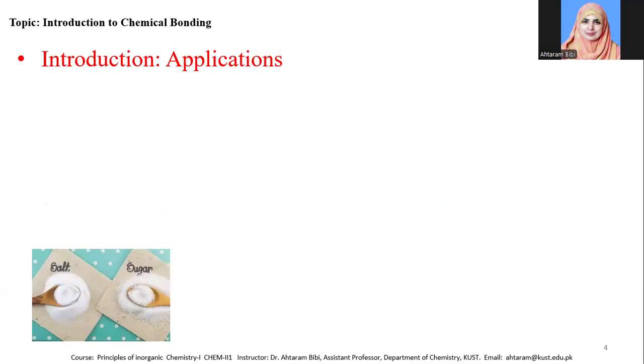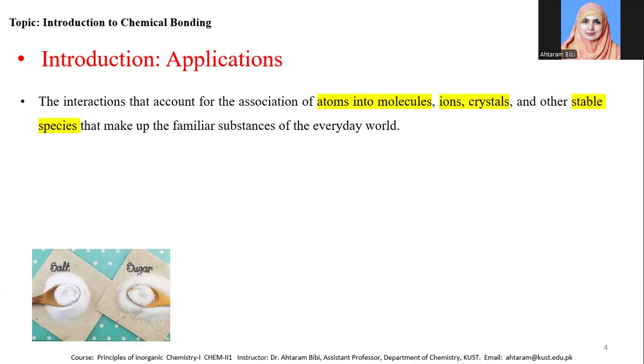And in both cases, we can see that in these molecules, the atoms are chemically bonded. For example, in salt, the sodium ion and the chloride ion are chemically bonded to form salt, and in sugar, carbon, hydrogen, and oxygen are chemically bonded to form the sugar molecule. So, the interactions that account for the association of atoms into molecules, ions, or crystals are in other stable species that make up the familiar substances of the everyday world.